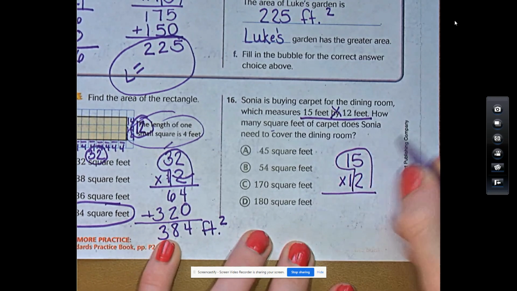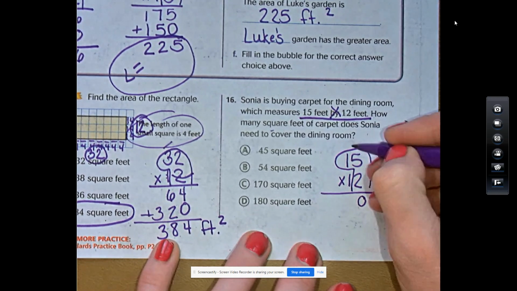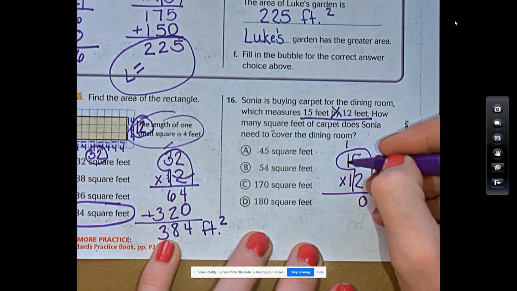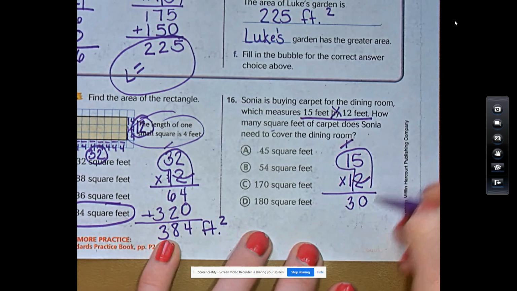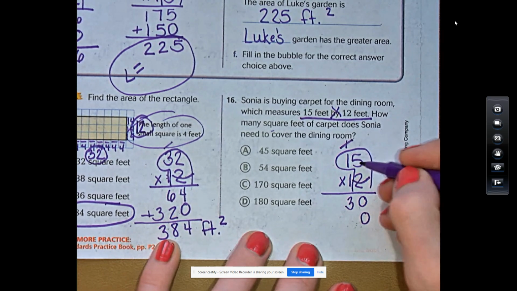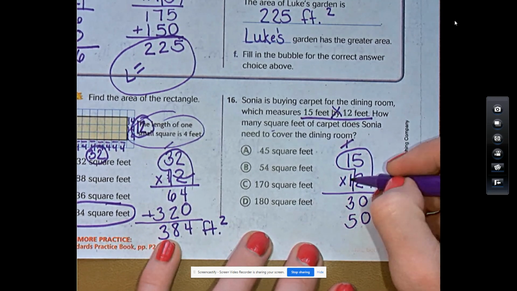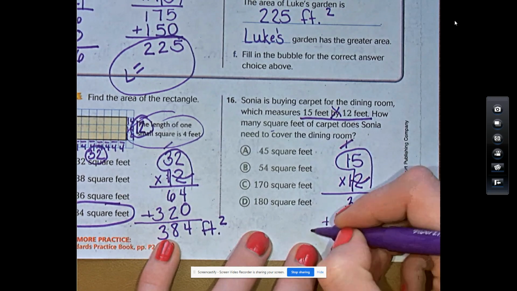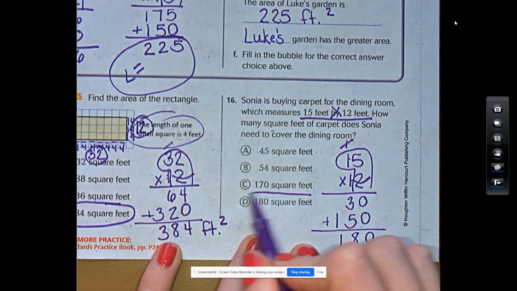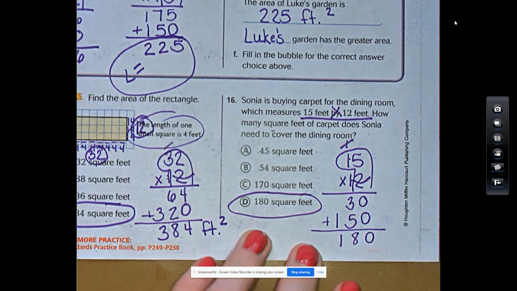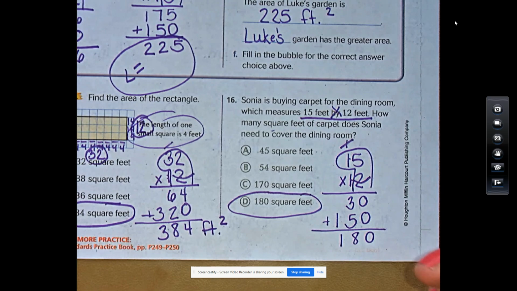5 times 2 is 10. 2 times 1 is 2, plus 1 more is 3. Cross off carried numbers, draw a collar, lay an egg. 1 times 5 is 5. 1 times 1 is 1. 180 square feet. Okay. Some clue words that you'll see for area, boys and girls.